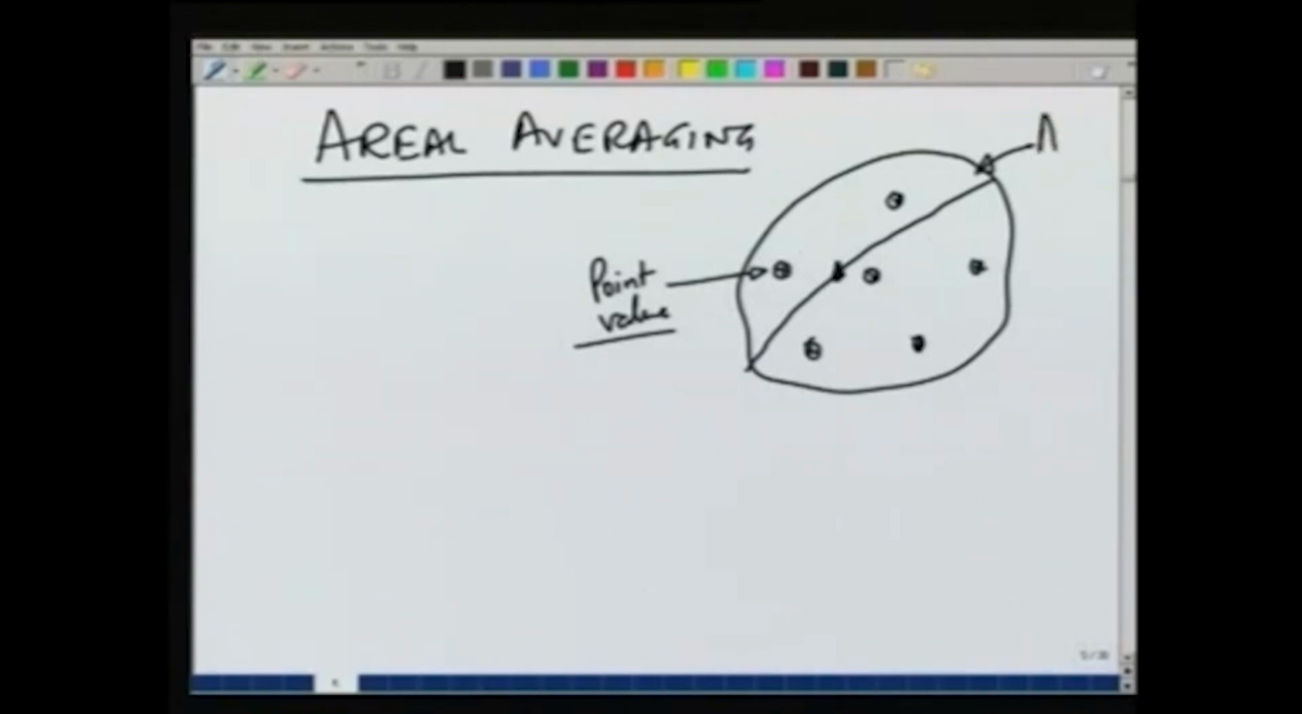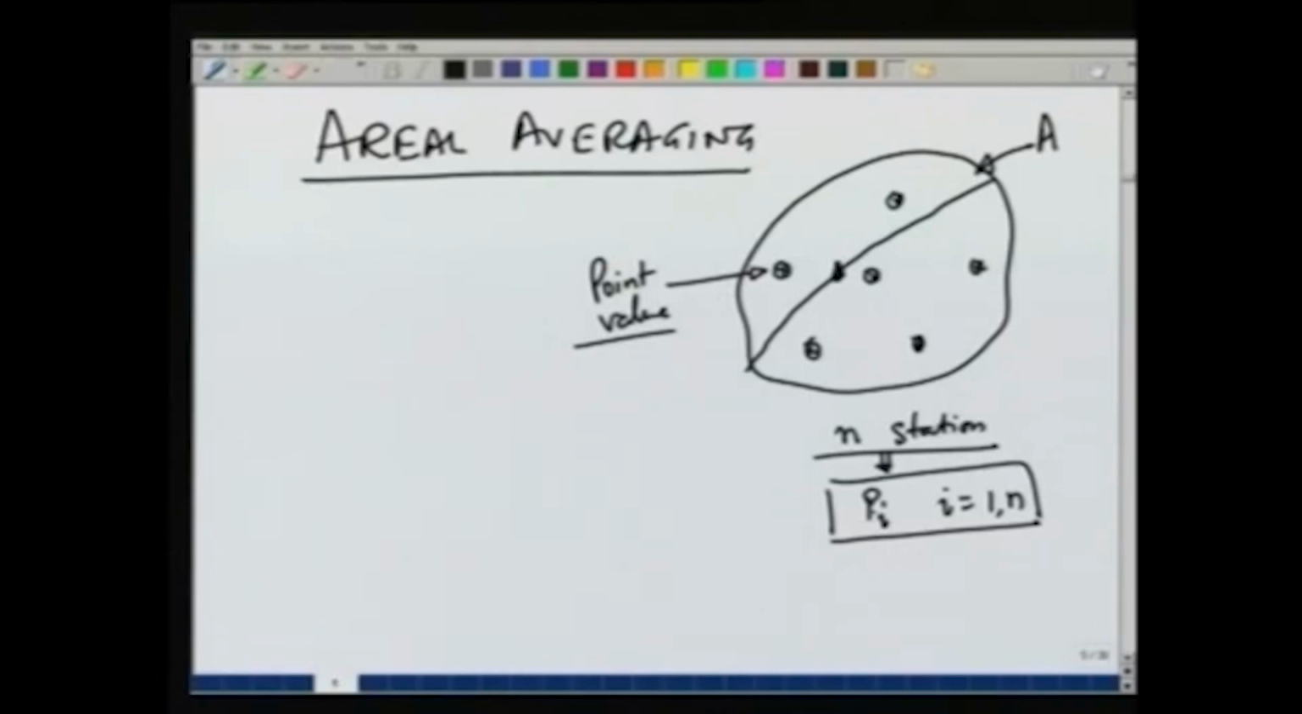So, suppose this area is A, and there are, let us say, n rain gauges or measuring stations, and for each of these n stations we have the value of precipitation P_i, where i goes from 1 to n. From this data we want to estimate the average depth of precipitation over the entire area A, so that we can multiply the area with that depth and get the volume of water generated from that precipitation event.